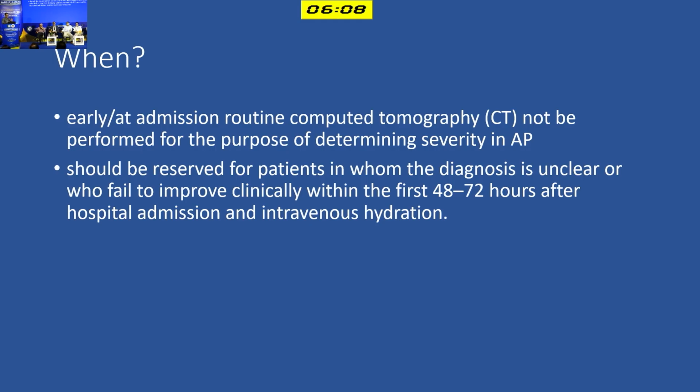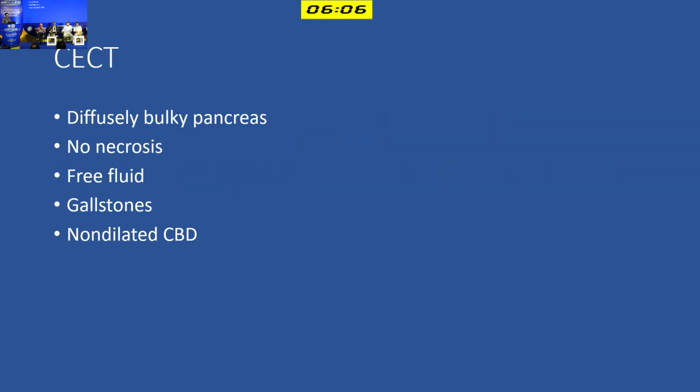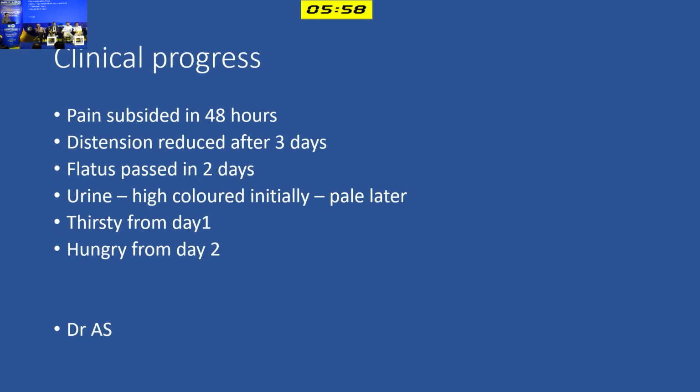So though this patient was not a patient who ideally required a CT, this was the CT finding: diffusely bulky pancreas, no necrosis, some degree of free fluid, gallstones, non-dilated CBD. So the clinical progress of this patient, as it was mild, the pain subsided in 2 days, distension reduced within 3 days, flatus was passed. This is very important. Flatus passage is very, very important. Urine was initially high colored because of dehydration, improved, thirsty from day 1, hungry from day 2.